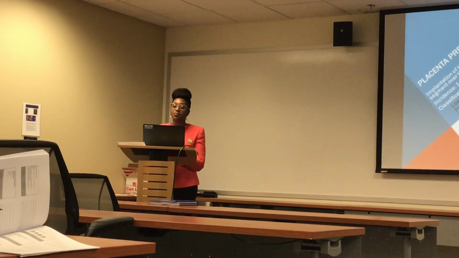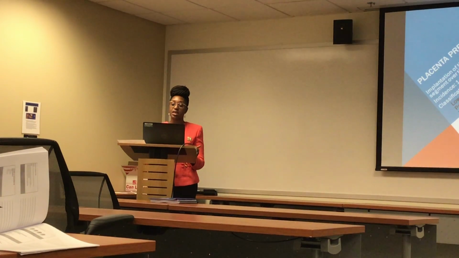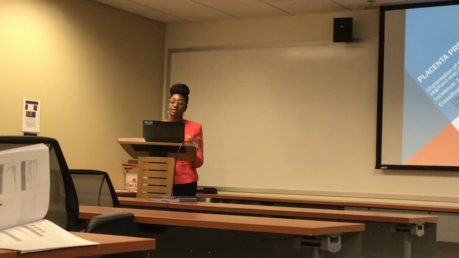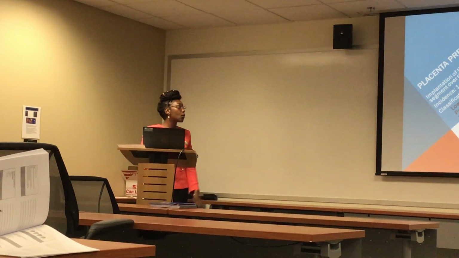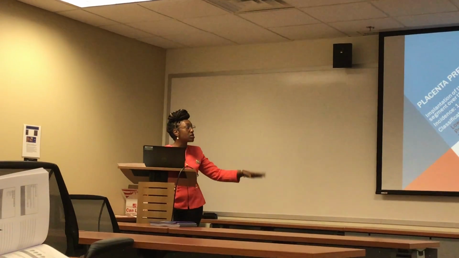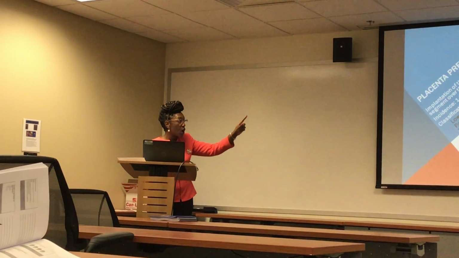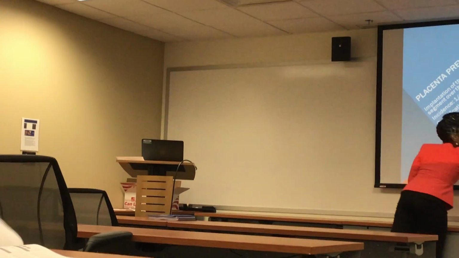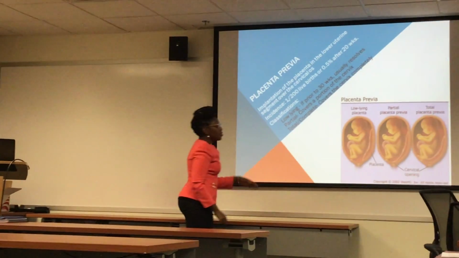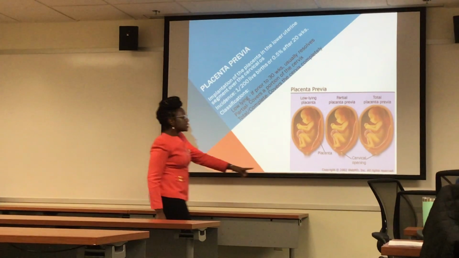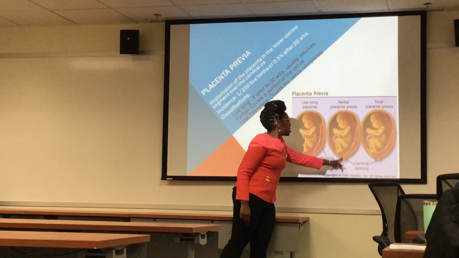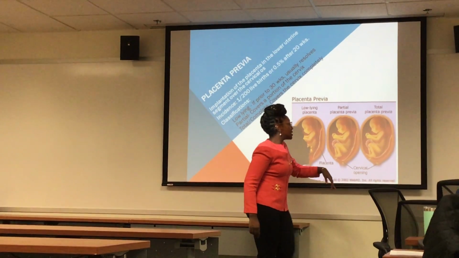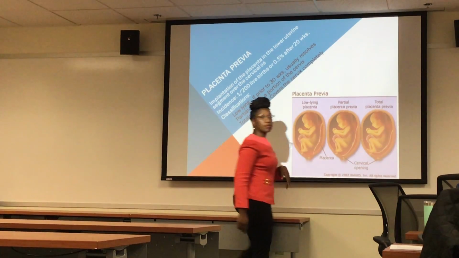So placenta previa is the implantation of the placenta in the lower uterine segment over the cervical os. We have some different examples here. You have a low-lying placenta, which is next to the cervical os, which is right here. You have a partial previa, which partially covers the cervical os, and then a complete previa would cover it completely.